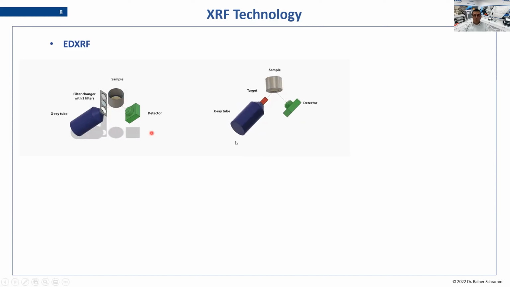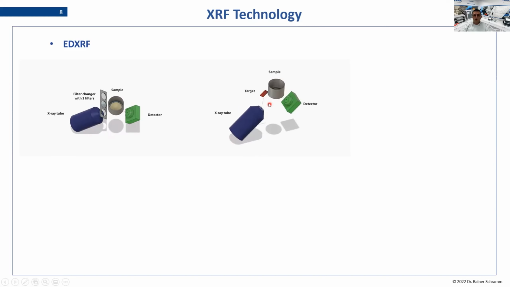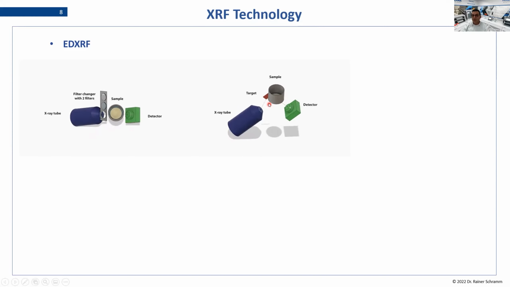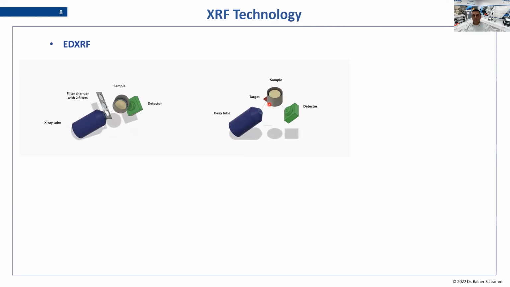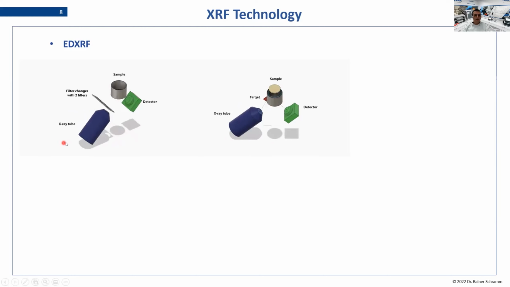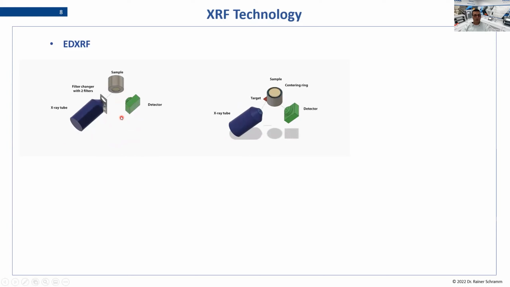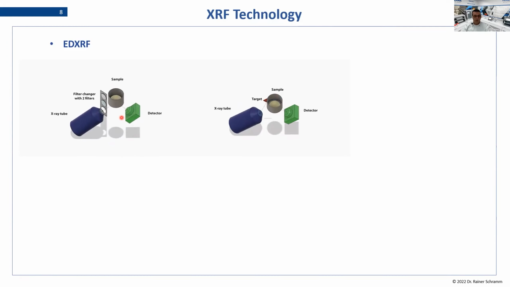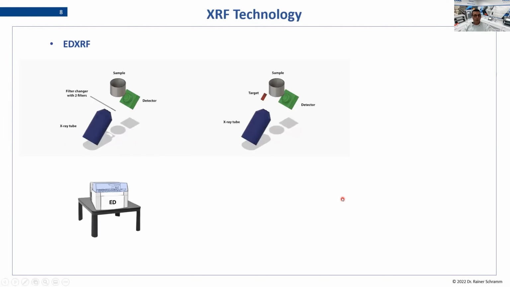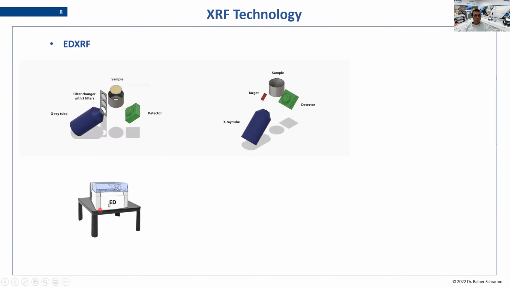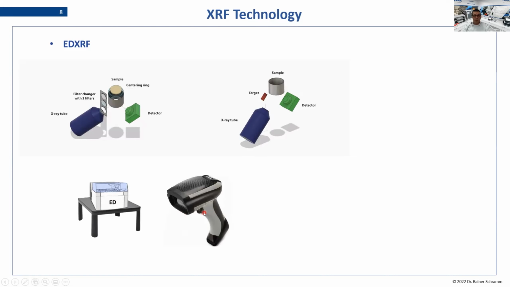If we compare both, we can say that the polarization is very good for light matrices like polymers, oil, water, silicates, while the direct excitation energy dispersive XRF is good for heavy elements like metal alloys, for example. The arrangement is mostly a benchtop instrument or a handheld instrument. You will see this kind of technique.